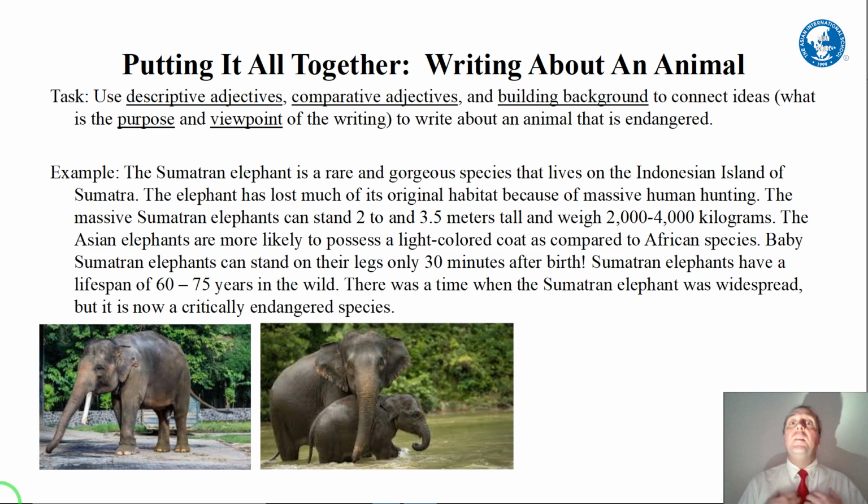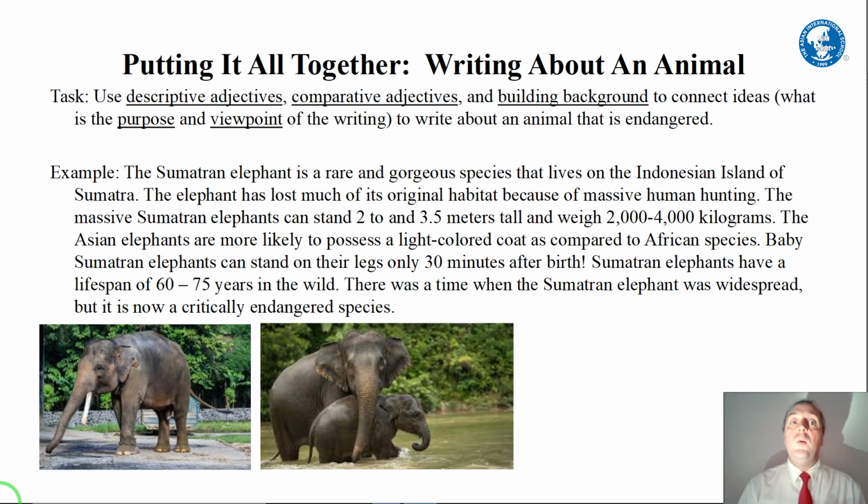So this is my writing. Did I use descriptive adjectives? Yes, things like rare and gorgeous. Did I use comparative adjectives? Yes, more likely to possess a light-colored coat as compared to African species of elephants. Did I build background? Yeah, I talked about where they lived. And what is the purpose? This is a critically endangered species, so it's important that we protect their habitat. That is the purpose and the viewpoint of the writing.